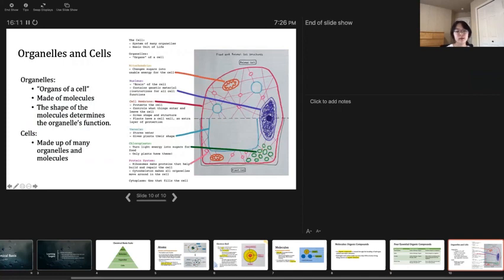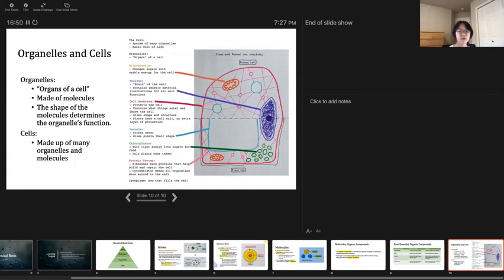Okay, so lastly, on our size scale, we have organelles and cells. I've actually talked about this last week, so this is more of a review. Organelles are known as the organs of a cell, and they are made out of molecules, mainly the 4 essential compounds that I talked about in the last slide. Every organelle is made out of one of those 4 compounds, and the shape of the molecules that make up the organelle determines the organelle's function or purpose in the cell.